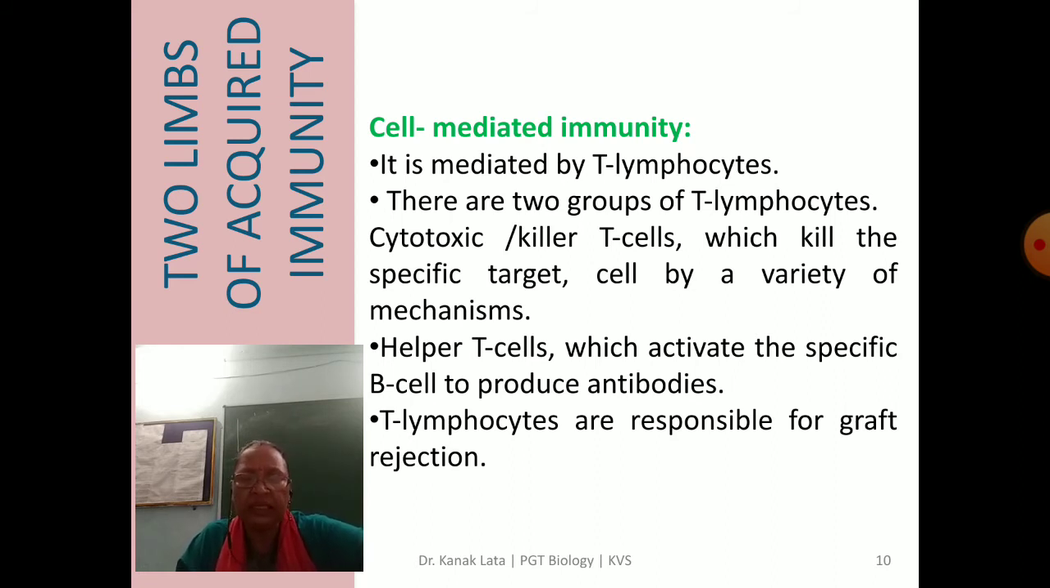Cytotoxic T cells kill the specific target cell by a variety of mechanisms, whereas helper T cells activate the specific B cells to produce antibodies. The body itself is able to differentiate between self and non-self. So T lymphocytes of the cell-mediated immune response are responsible for graft rejection.